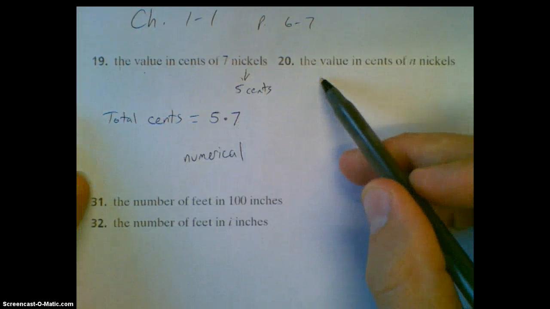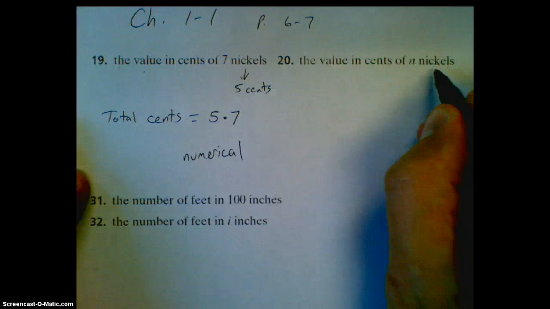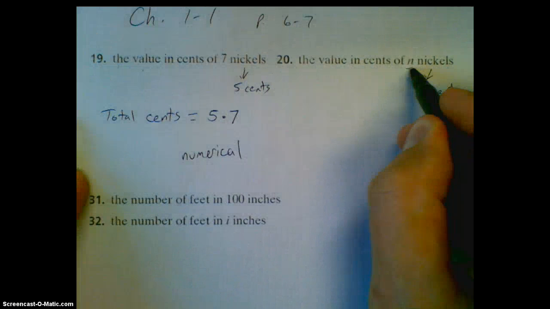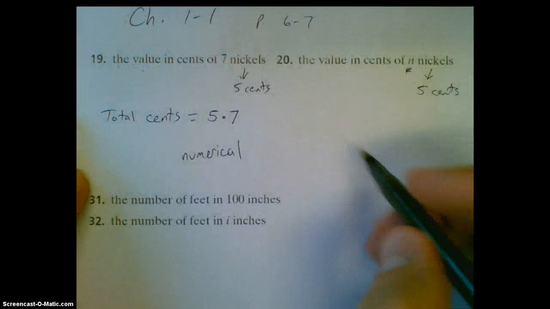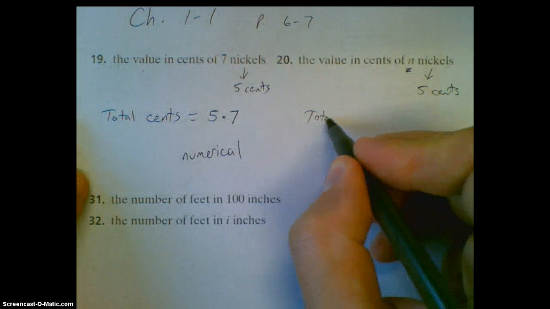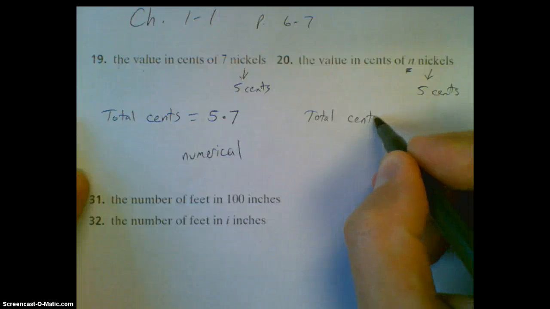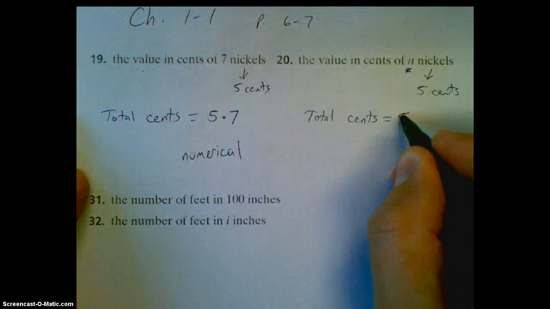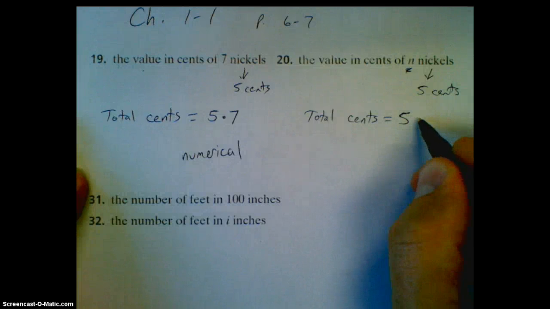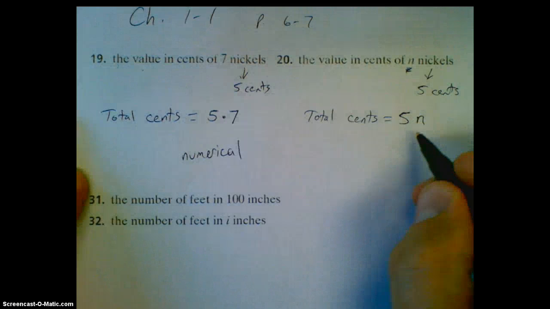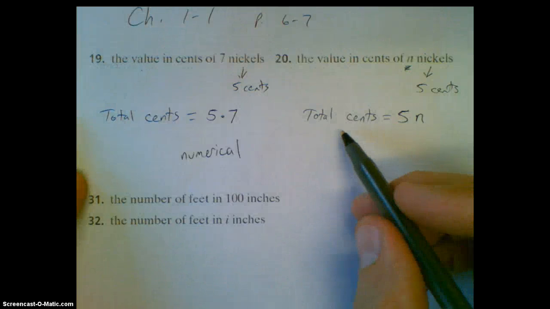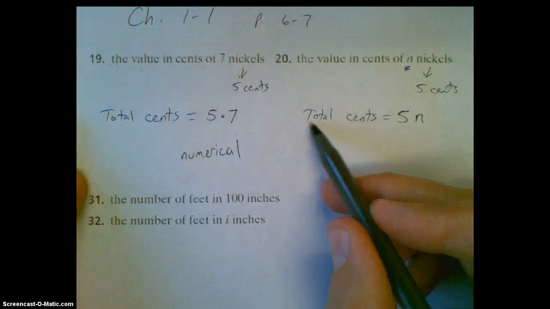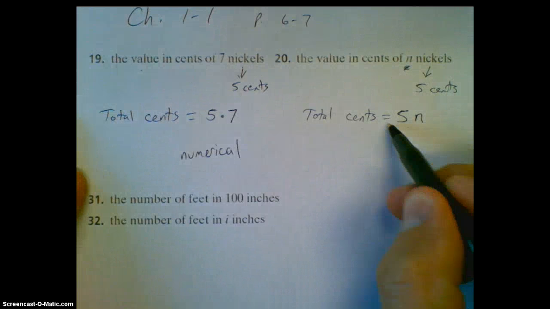Now in number 20, a nickel is still 5 cents, but I'm not told how many I have. So if I think of it as total cents equals still 5, because it's 5 cents for every nickel, but I don't know how many nickels, so 5n. The key for me to understand this when I was going over it is to think of it as an equation. My total cents equals what?